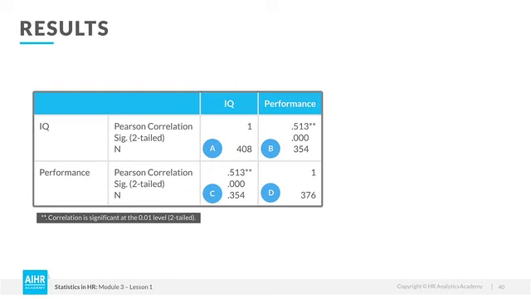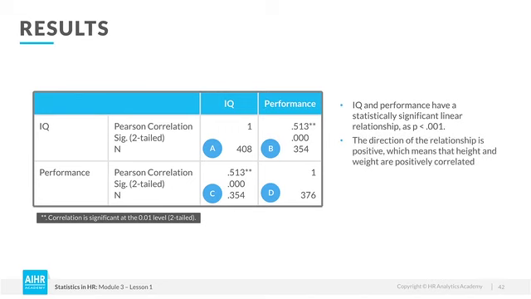Based on the results, we can state the following. IQ and performance have a statistically significant linear relationship, as p is lower than 0.001. The direction of the relationship is positive, which means that IQ and performance are positively correlated. The magnitude or strength of the association is approximately moderate, as it's between 0.3 and 0.5.